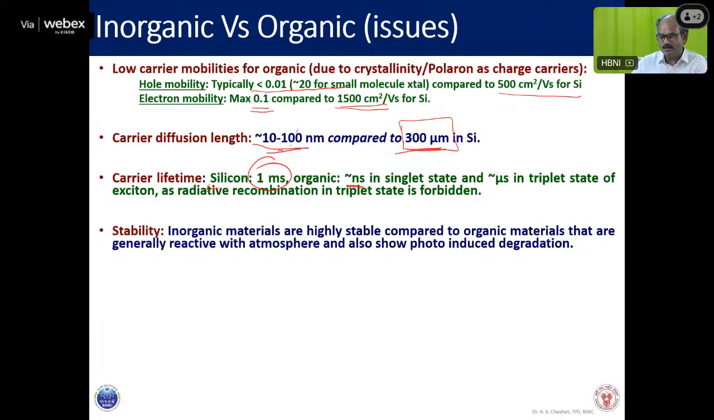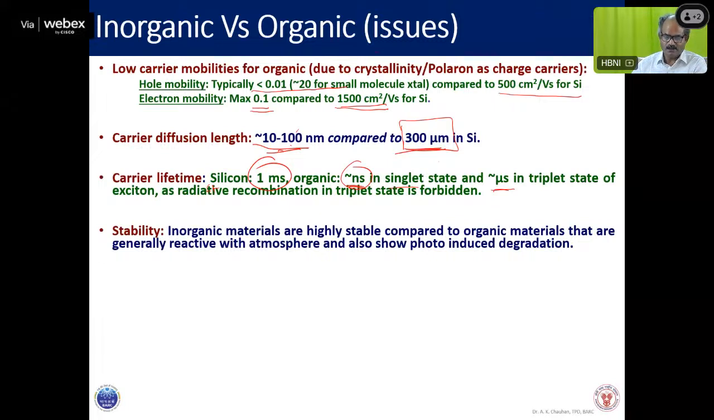So there is a higher probability of recombination. They recombine more, and therefore the lifetime is small. Lifetime is the average time which the carriers spend in the excited state before they recombine. In the case of the singlet state, it is in nanoseconds. However, in the triplet state, it is in the order of microseconds. Why is it three orders higher in the triplet state? You may know from the basic transition rules that radiative recombination in the triplet state is forbidden.